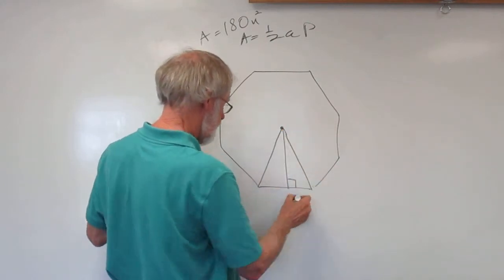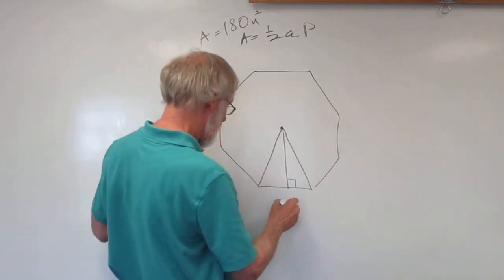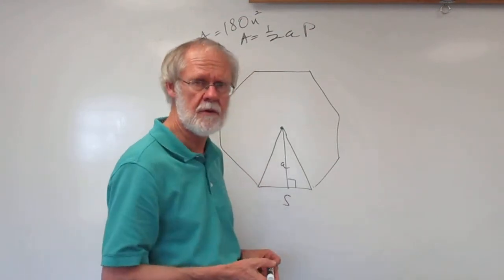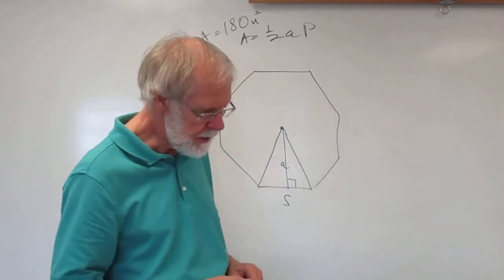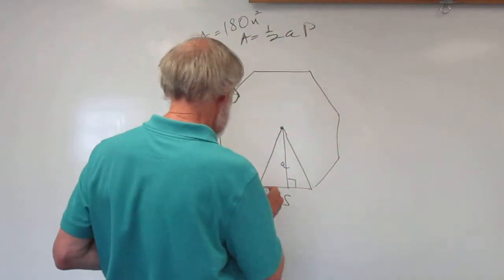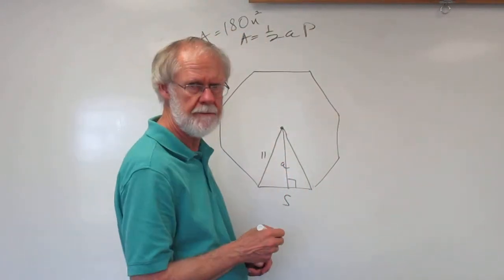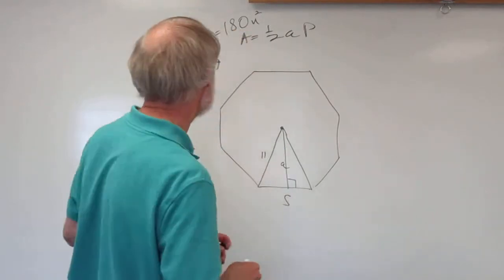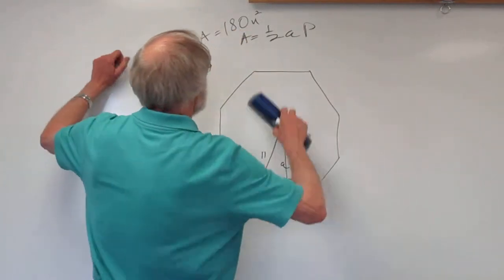All right, now, I need the perimeter. So I need the apothem, and I need a side length in order to find the perimeter. You are given that the radius over here is 11. Here's what we're going to do. Now watch carefully, because we're going to use SOHCAHTOA in this case.